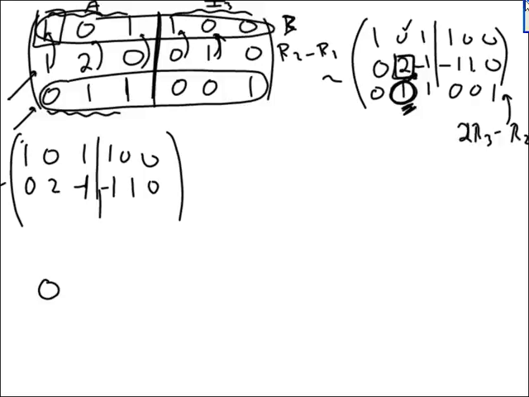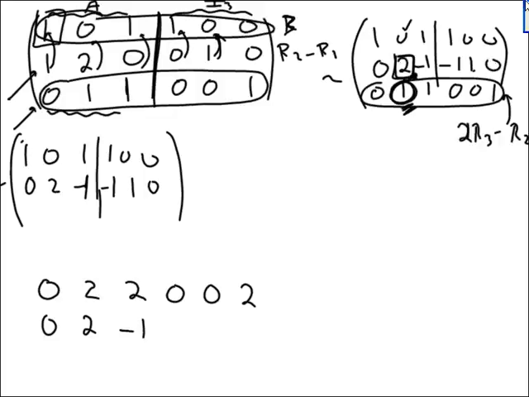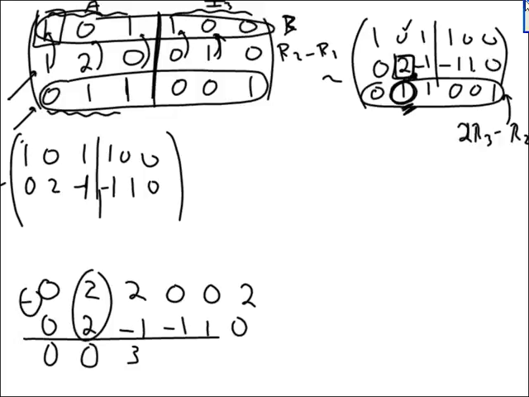2 times row 3 is 0, 2, 2, 0, 0, 2. I multiplied each of these entries by 2. And then I write down the row above it. I write down row 2. And then I subtract because I want this to be 0. 0 minus 0, 2 minus 2, 2 minus a negative 1, 0 minus a negative 1, 0 minus 1, and 2 minus 0. So I get 0, 0, 3, 1, negative 1, 2.